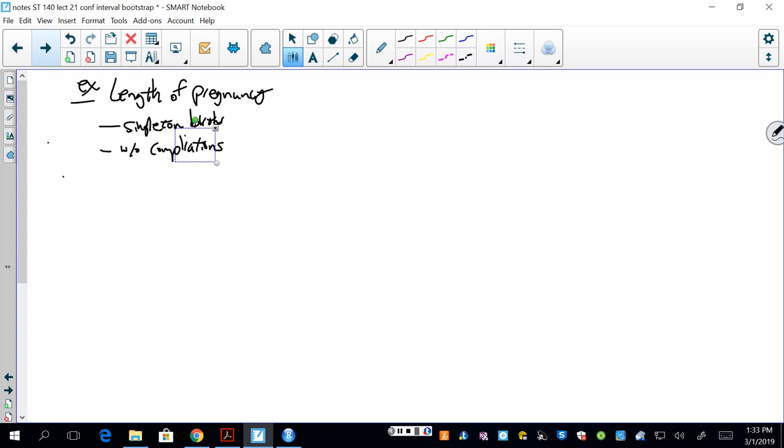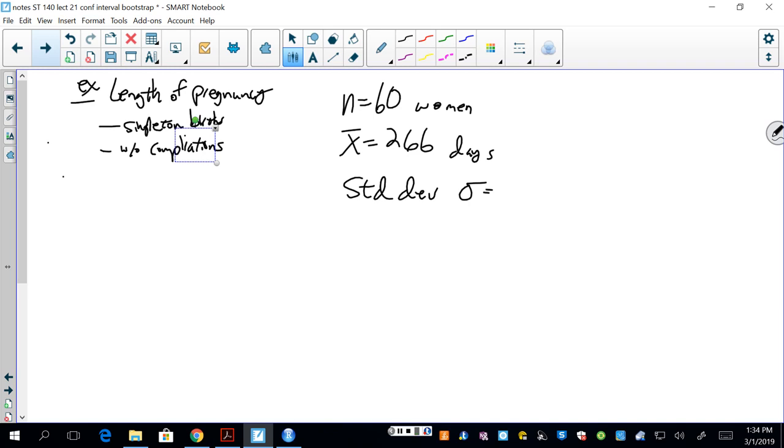Right, over here. So let's say we have 60 women in our sample, and the average days of gestation before live birth is 266 days, and that the length of pregnancy has a standard deviation, we'll call sigma, of 16 days.